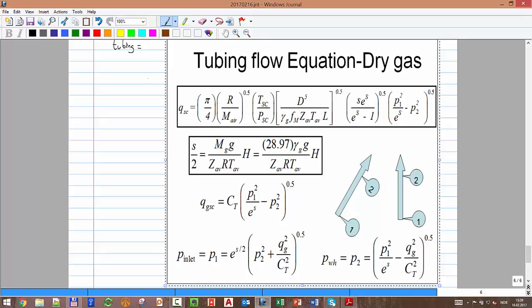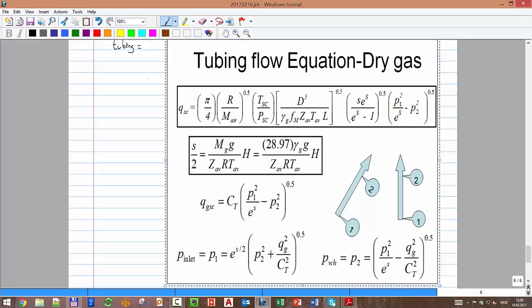Okay, so the rate that we are interested in is one that has surface conditions. So that's why we need some way to change between local and surface conditions. Yeah? So that's why we have all these standard conditions and the molecular weight and the R of the gas. Okay? And if you see, it depends on some other things like the friction factor, the average deviation factor on the pipe, the average temperature of the pipe, and the length of the pipe. Okay.